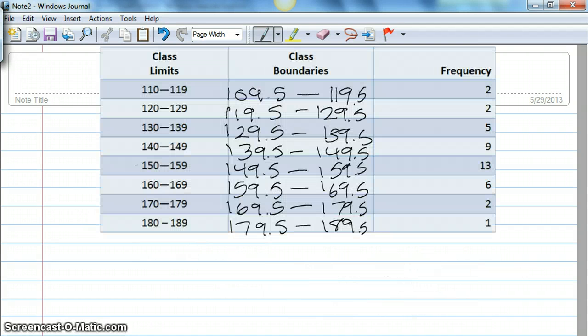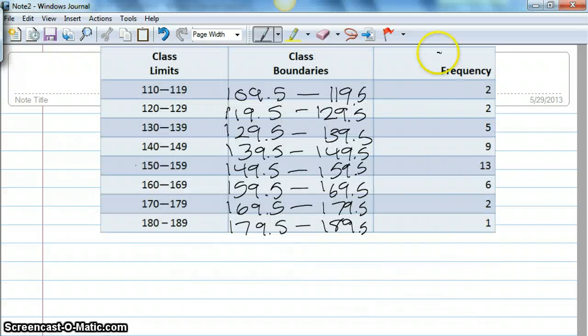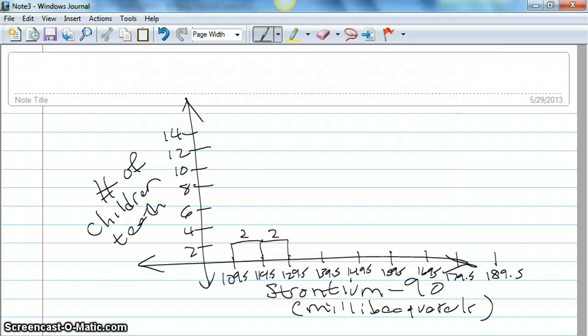Now the second class has a frequency of 2 as well. So I extend another vertical bar adjacent to the other one, meaning it shares its side with the next class, with class boundary 119.5 to 129.5. I'm going to label that vertical bar 2. Notice there are no gaps between the vertical bars. They share a side, or they're adjacent to each other. The next class has a frequency of 5, so I extend a vertical bar up to a height of 5, which is halfway between 6 and 4, right?